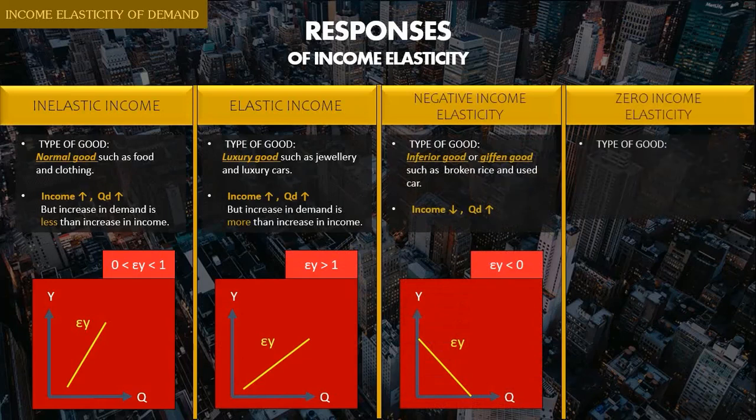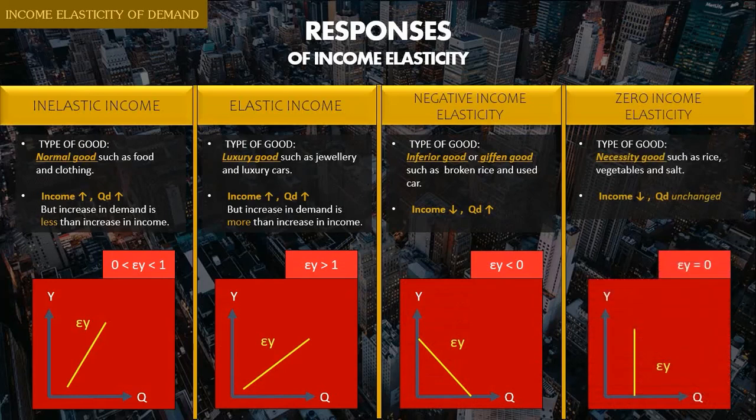Lastly, zero income elasticity. The type of good is the necessity like rice, vegetable, and salt. It doesn't matter if income increases or decreases, the quantity will remain unchanged. The value of elasticity of demand is always equal to 0.